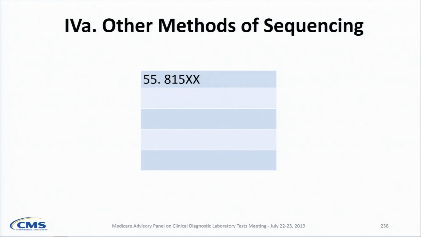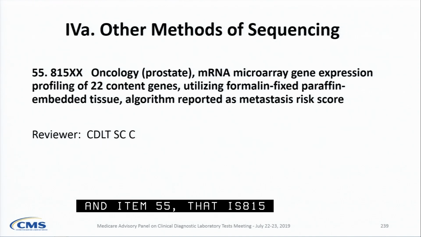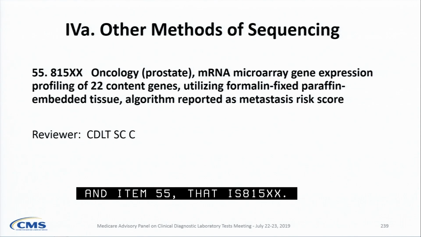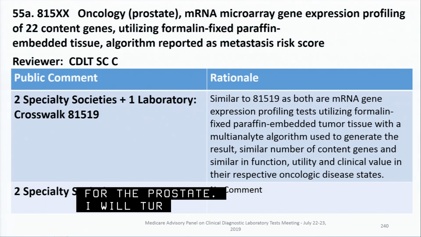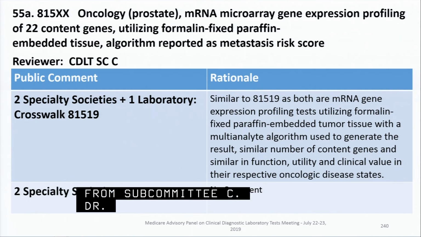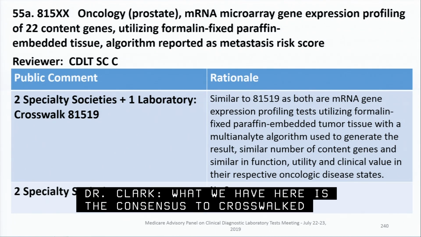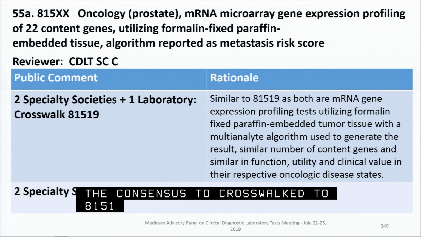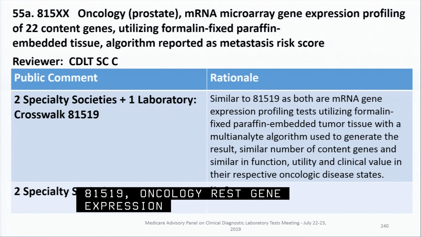All right, so on to item 55, that is 815XX. This is another oncology code. It's for the prostate, and I'm going to turn this back over to Dr. Clark from Subcommittee C. Okay. So what we have here is the consensus to crosswalk to 81519. Oncology breast, mRNA, gene expression profiling by real-time RT-PCR of 21 genes based on comparable descriptors.